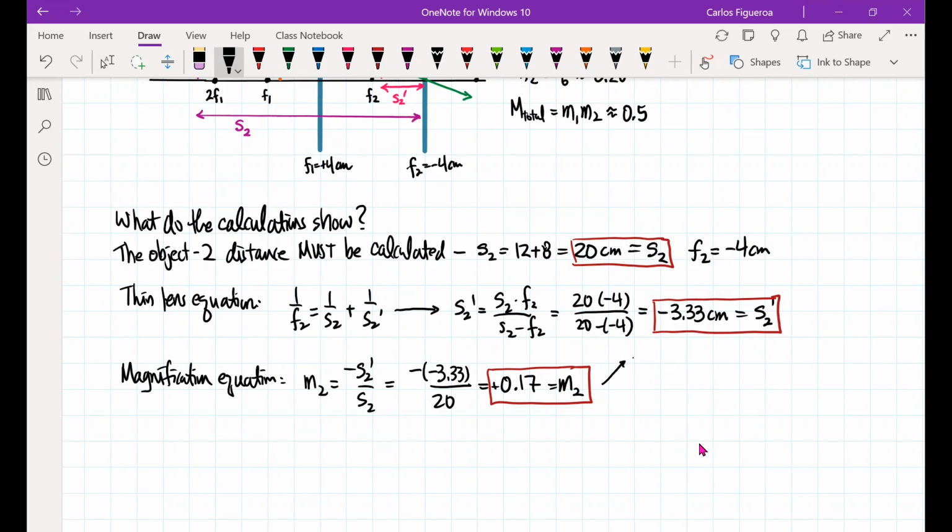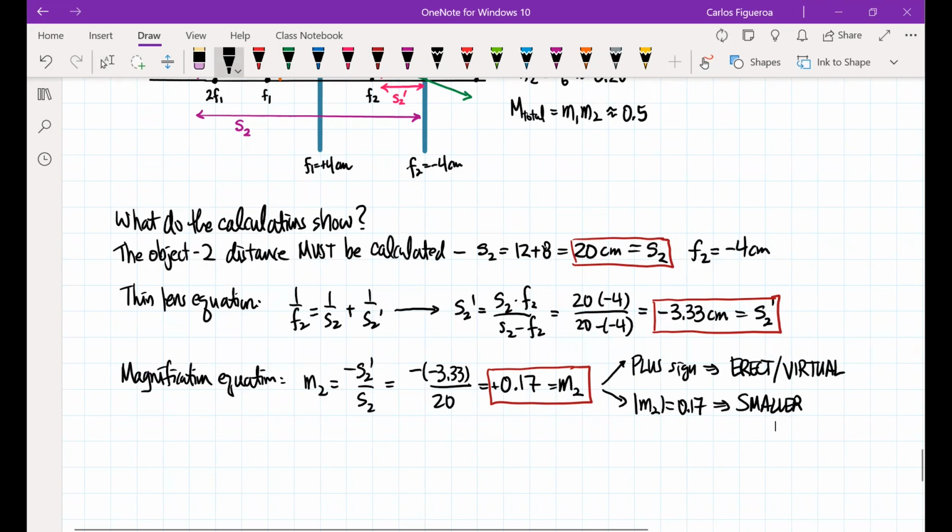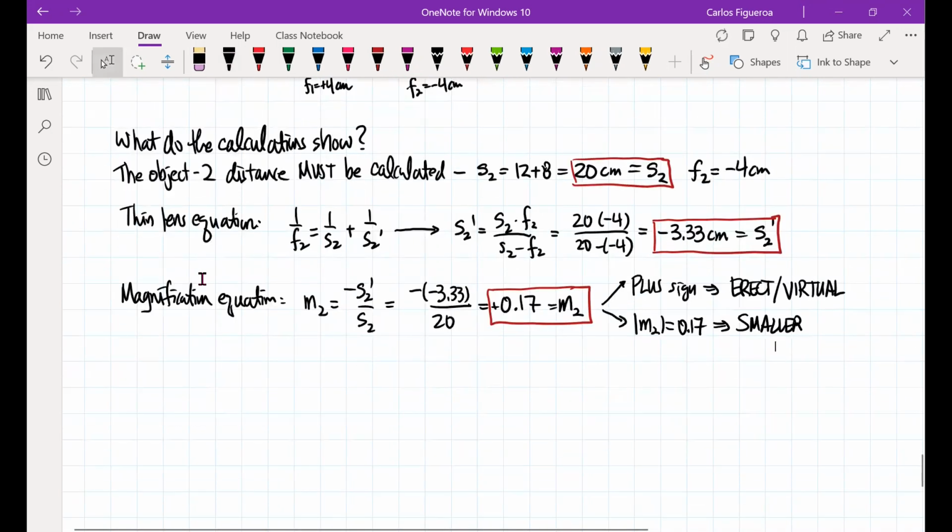So now let's look at our characteristics. Note, this is a plus sign. A plus sign tells me it's erect and it's virtual, which is exactly what we see. Then I see that this guy is 0.17, so that tells me it's smaller, which is exactly what we expected here. So now we can summarize everything.